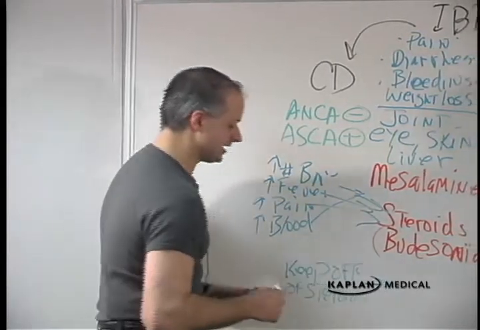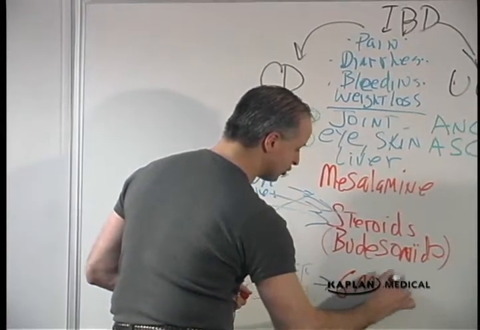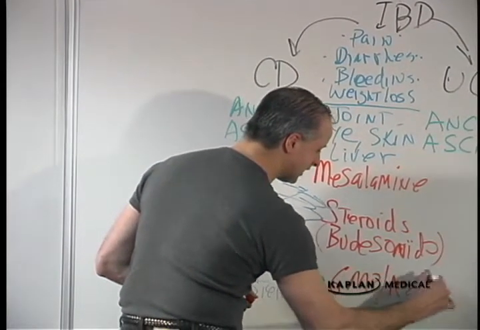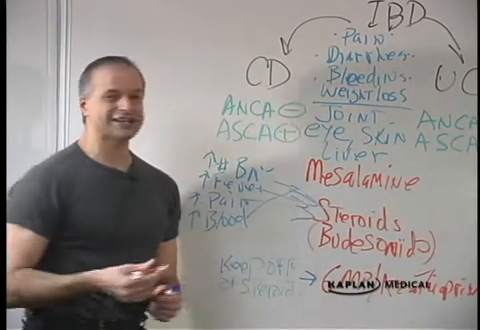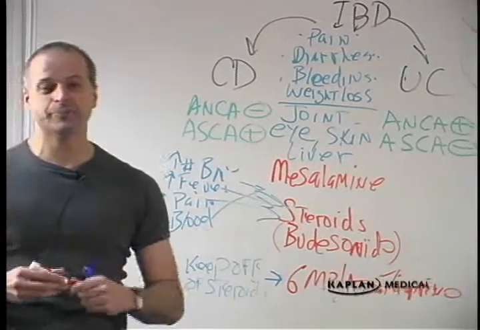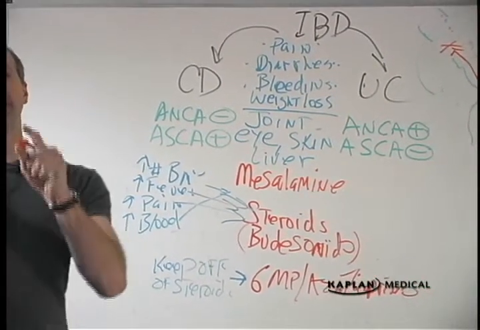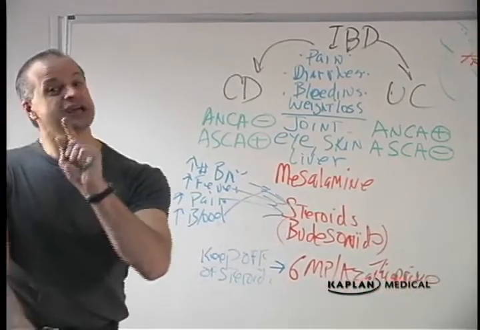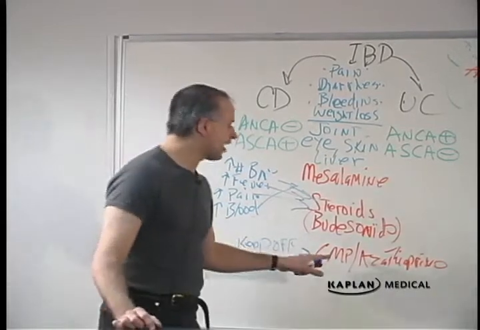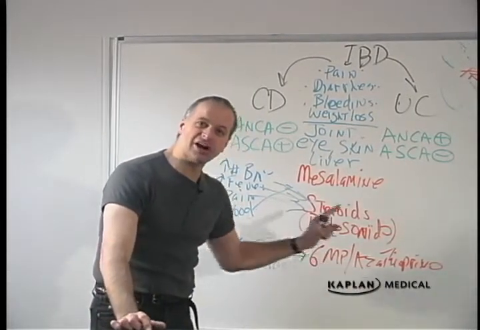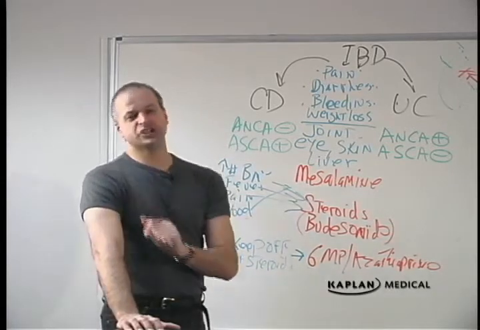The answer is 6-mercaptopurine or azathioprine. These are anti-inflammatory drugs that help keep you off of steroids and keep you off of all the steroid adverse effects. They are never used for acute exacerbations. They're to keep you off of steroids chronically.